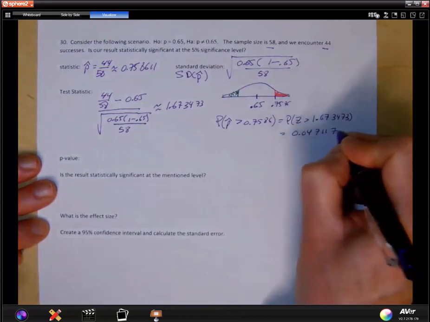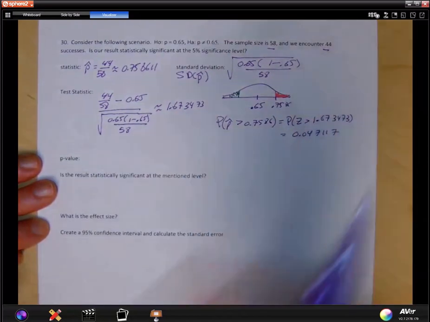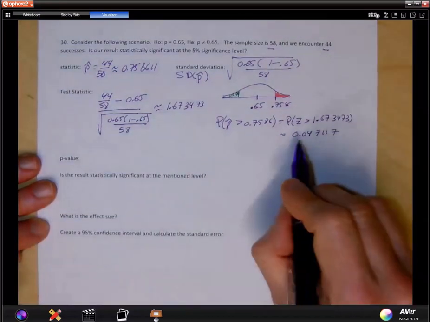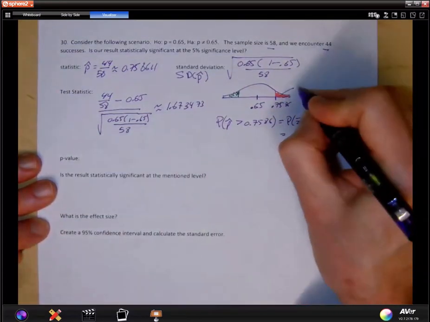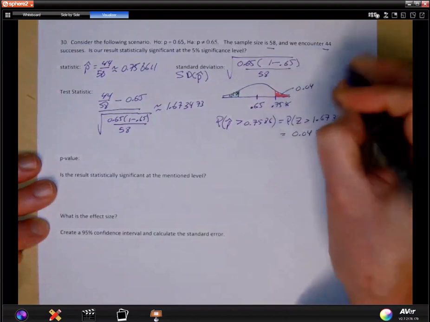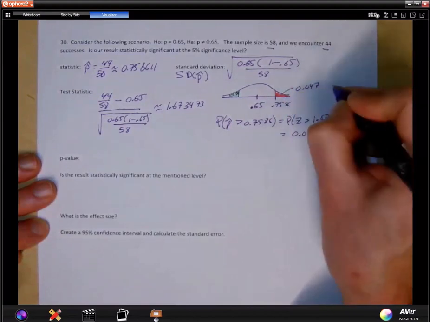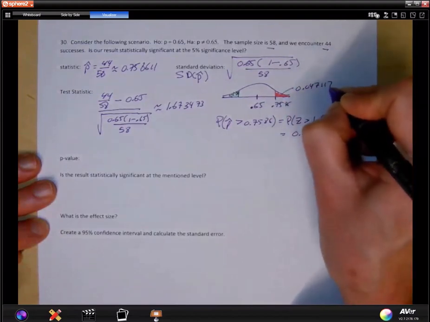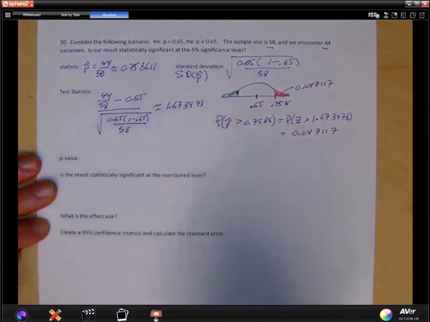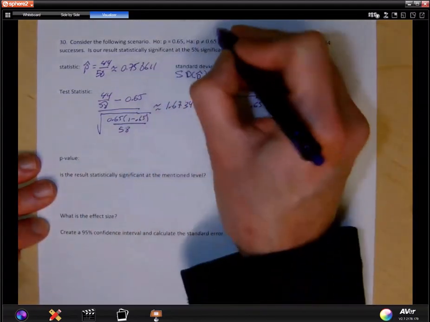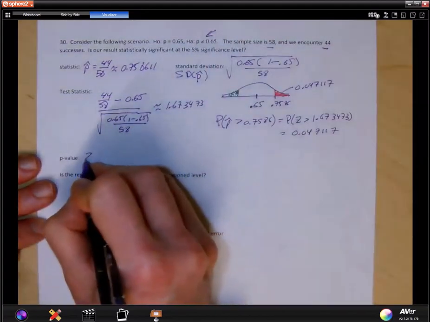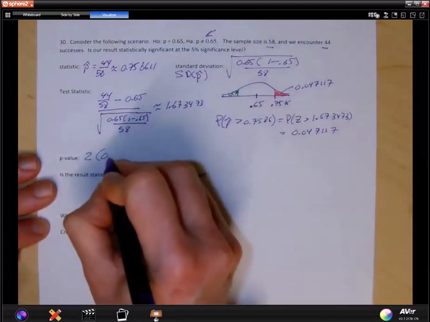And then entering this value into GeoGebra to come up with this probability, which is this value right here, or depicted by this area right here. When I have the p-value, because it's a two-sided test, and we're doing only two-sided tests now, we have to double this value.